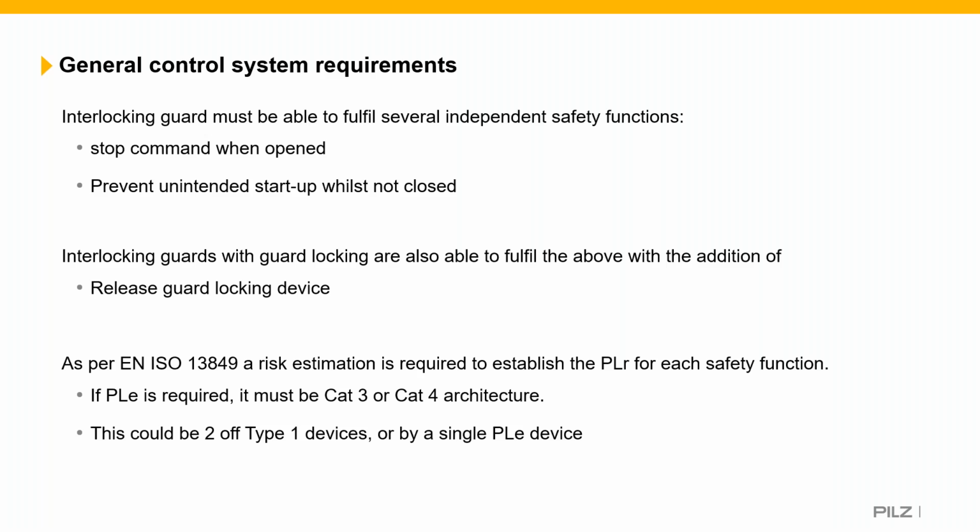And if we look at the requirements from 13849, the standard for safety-rated control systems, we need to ensure that whatever we've got will meet the required performance level for each of the safety functions. If it's PLe, then we need to ensure that we have a category 3 or category 4 architecture within the control system. Now, we can do that by use of a single PLe device, or it could be that we have multiple type 1, type 2 devices that give us that style of architecture and things that we've got in there.